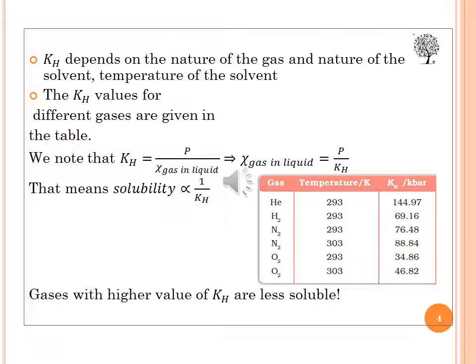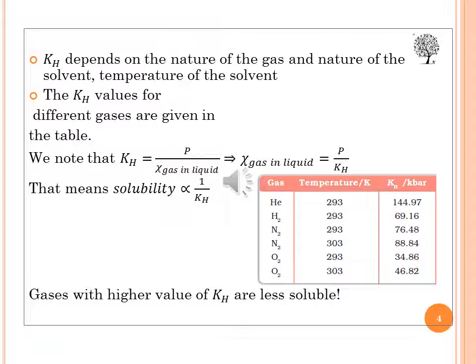Let's learn more about Kh. Kh, or Henry's constant, depends upon the nature of the gas, the nature of the solvent and the temperature. This table is also given in your NCERT textbook. They have tabulated the different Kh values for gases. If you see, helium has the highest Kh value followed by hydrogen, nitrogen and oxygen. Now there are 2 nitrogens and 2 oxygens, because when they change the temperature, the Kh value changes. So at different temperatures they have listed the Kh values.